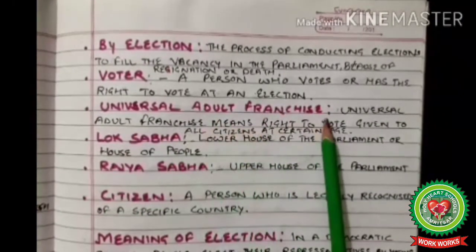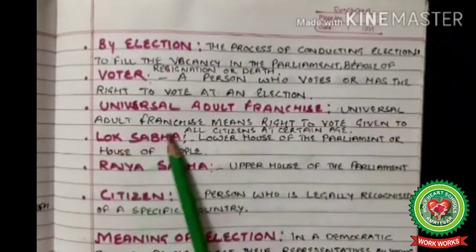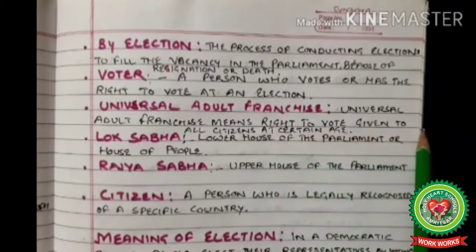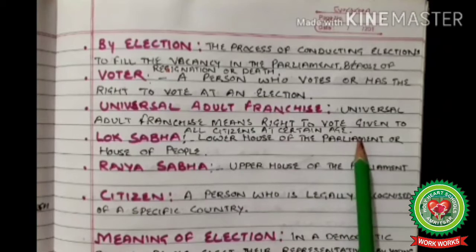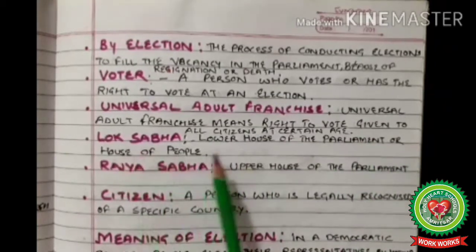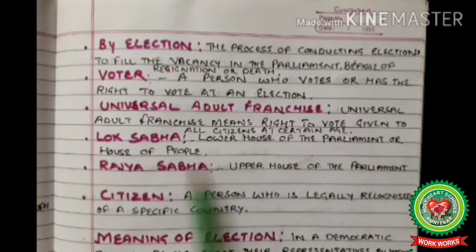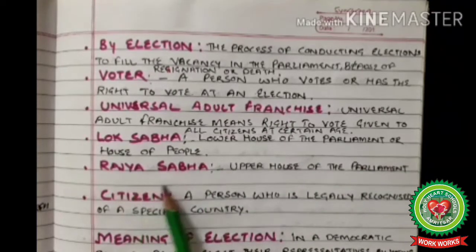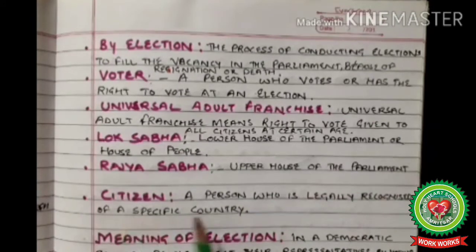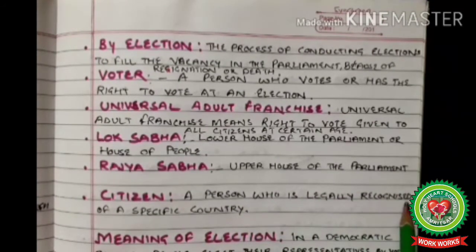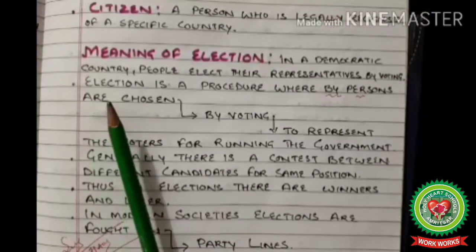Universal adult franchise. Universal adult franchise means the right to vote given to all citizens at a certain age, that is 18 years or above. Lok Sabha. Lower house of the parliament or house of people. Rajya Sabha. Upper house of the parliament. Citizen. A person who is legally recognized of a specific country. Now let's come to the discussion.